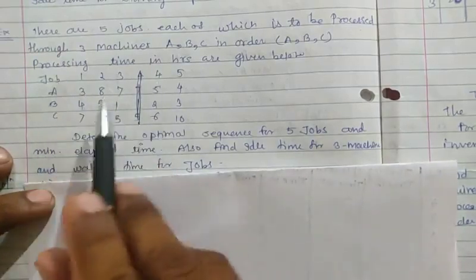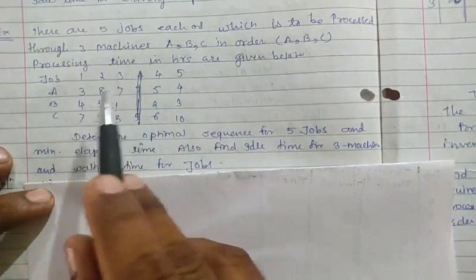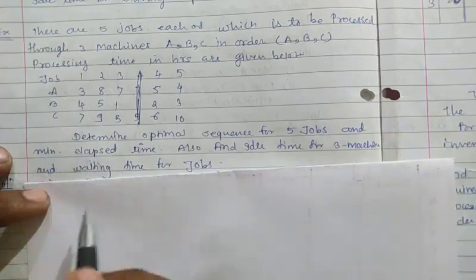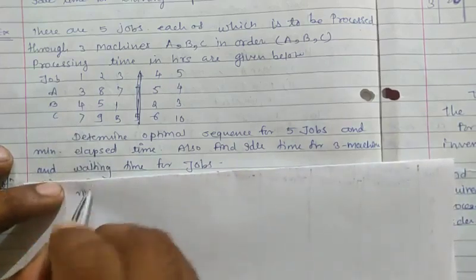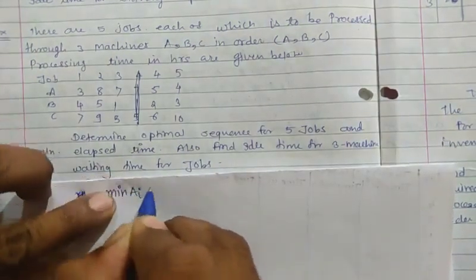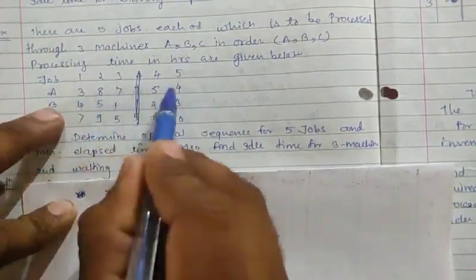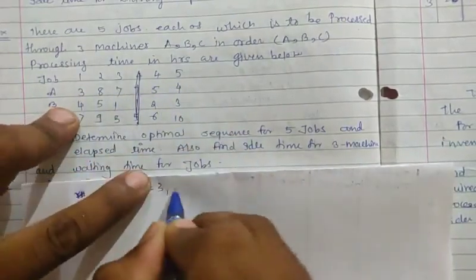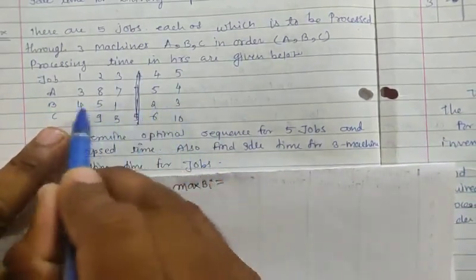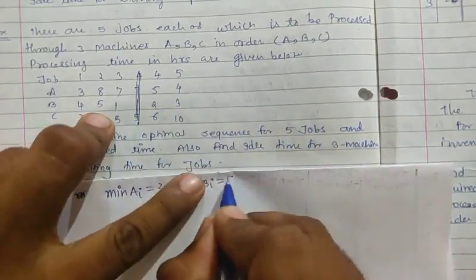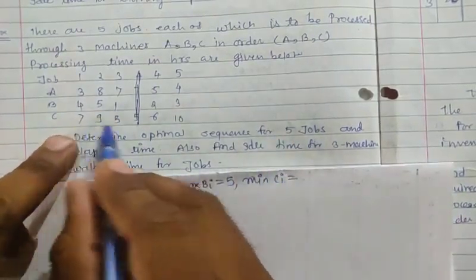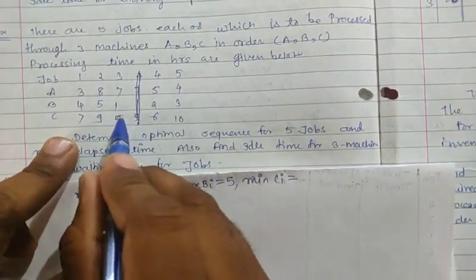So this is n jobs through 3 machines. So we convert this problem to processing n jobs through 2 machines. So let's find out first the minimum of Ai. For the first machine, the minimum value is 3. Next, maximum Bi. What is the maximum value in B? The maximum value is 5. Next, minimum Ci. So minimum Ci here is 5.